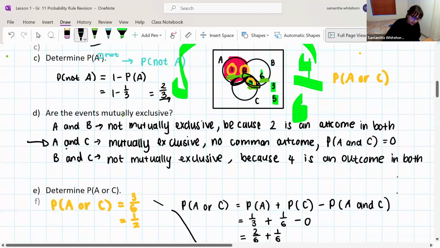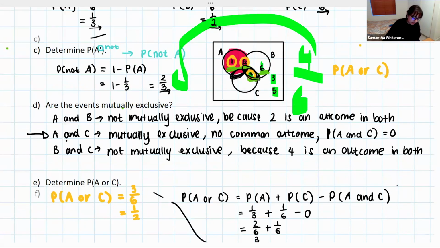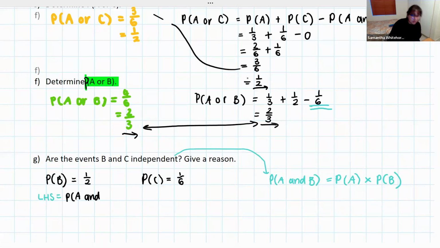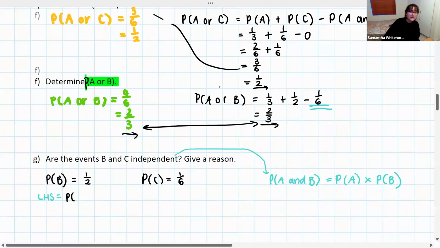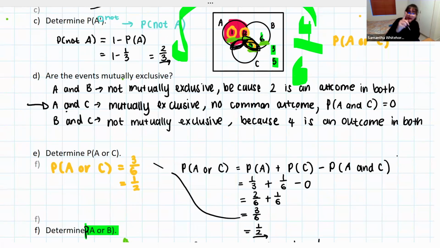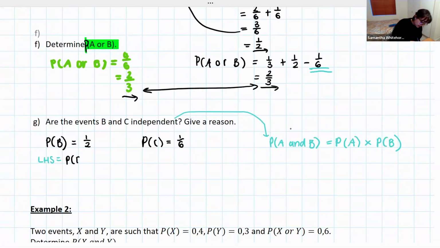Right. A and C, there is no intersection between the two. So the probability of A and C occurring is 0. Guys, why am I working with A and C? Someone needs to come and smack me over the head. B and C. Oh, right. B and C. There is one outcome common between the two of them. So 1 out of 6.